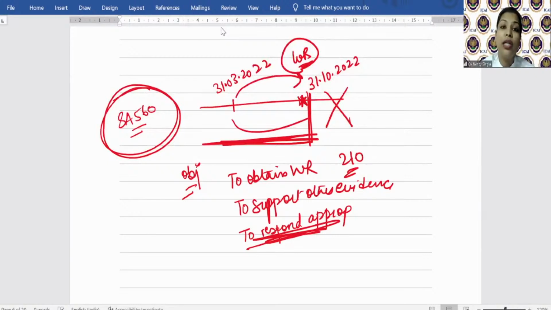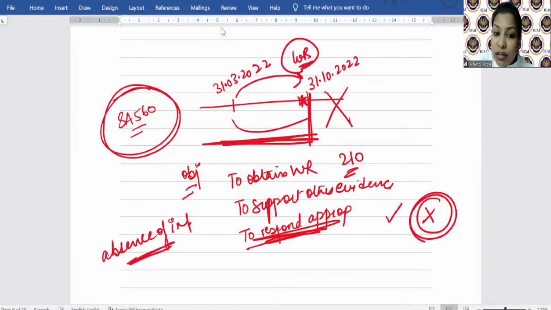देखो when the auditor will ask the management कि management मुझे written representation दो, there can be two situations. Management written representation दे देता है, management written representation नहीं देता है. And students, when we were discussing about sufficiency and appropriateness of audit evidence in the last session, I told you that absence of information is also one of the audit evidence. So when management is refusing to give a written representation, then how to respond, है ना?